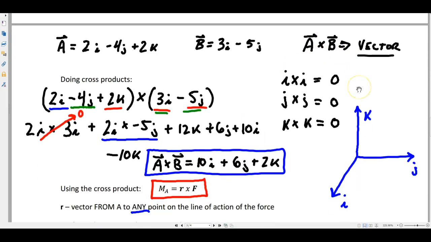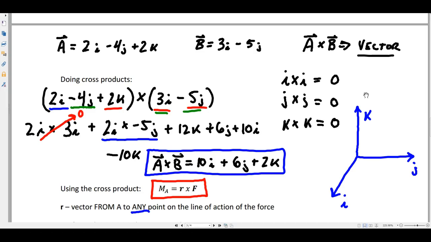The way I decide that is I use the right hand rule. That's difficult to show in the video, but for i cross j, I would take my right hand and make it parallel and coincident with the i axis, with my thumb pointing in the k direction. And then I would swing it over to the j axis. If I do i cross j, my thumb points in the positive k direction.